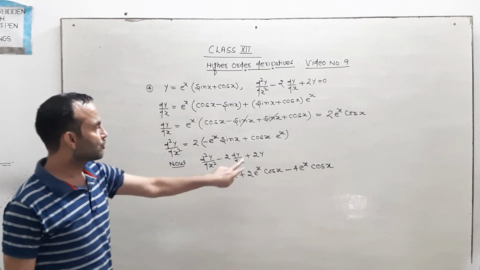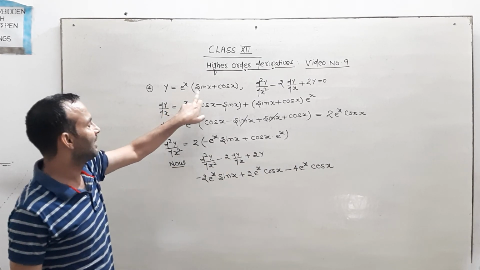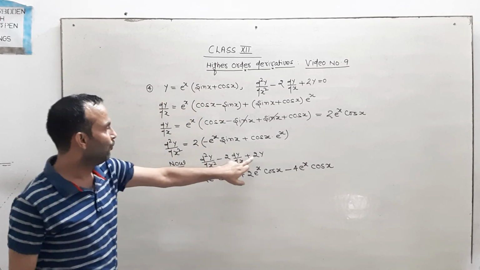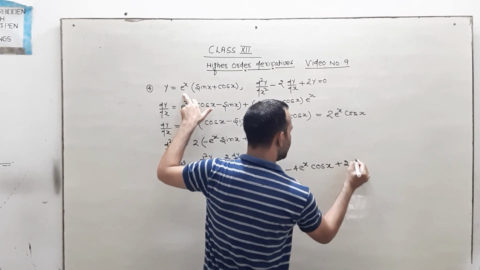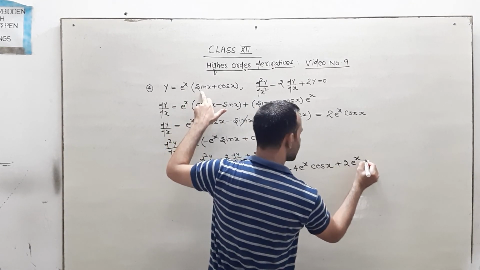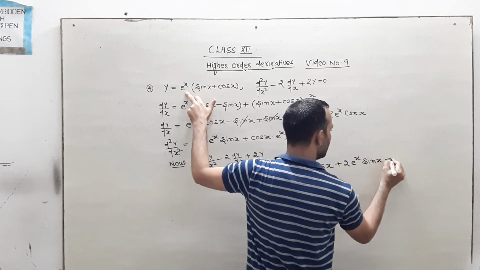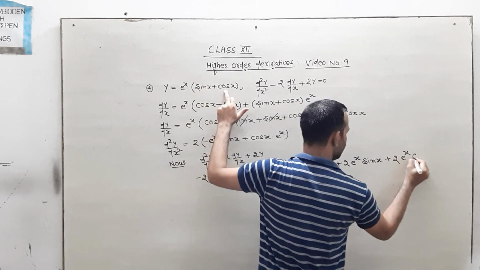Okay, plus 2 times y. What is y? This is y. E raised to the power x multiplied with sin x plus cos x. Multiplying the value of y with 2, we obtain positive 2 e raised to the power x sin x, positive 2 e raised to the power x cos x.